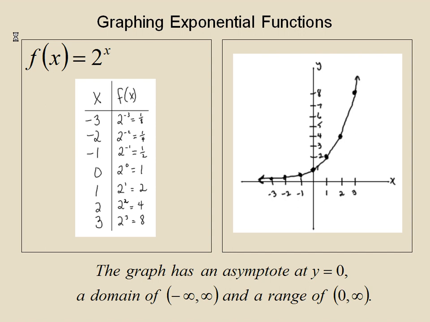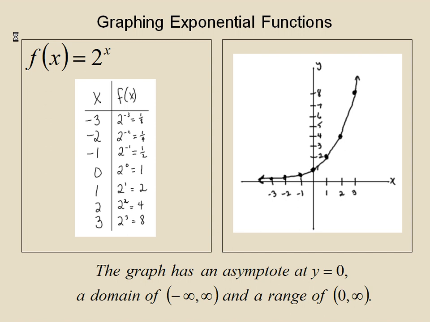2 to the first power is 2. 2 to the second power is 4. And 2 cubed is 8. So I've got my input and output values, or my x and y's, which I can plot, and I've done so to the right. I plotted each of the points and then traced out the resulting curve for y equals 2 to the x, or f of x equals 2 to the x.